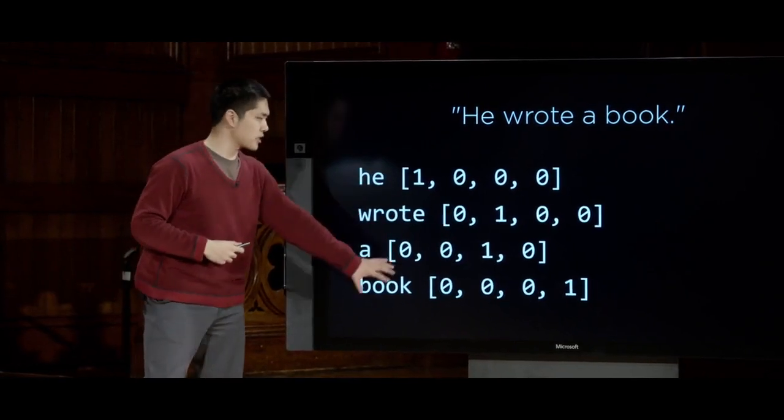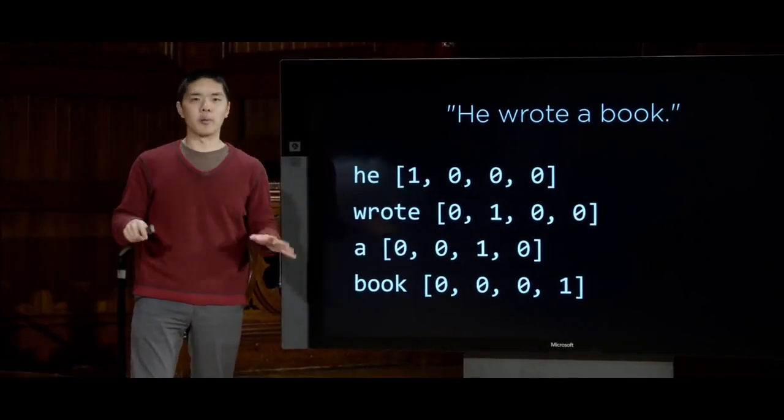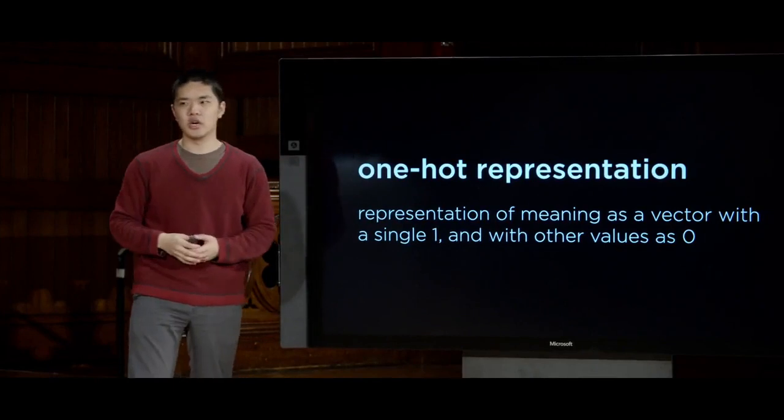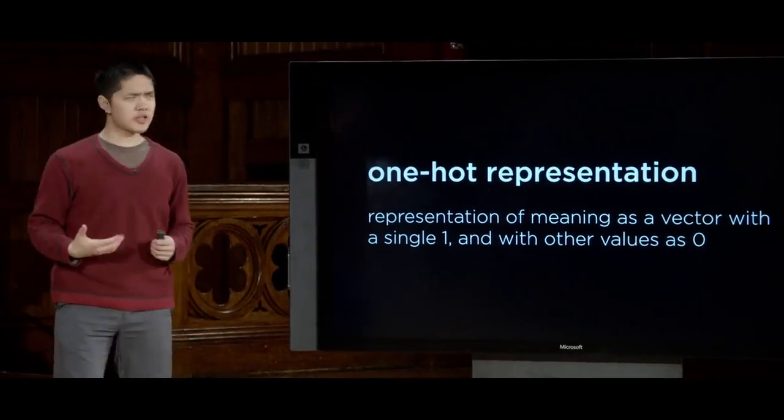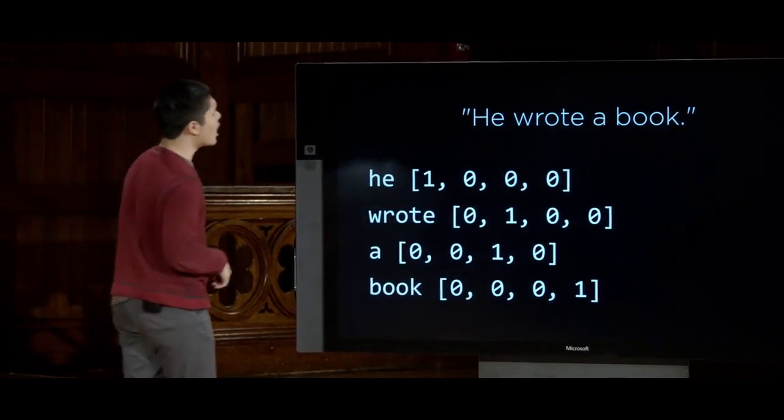And now I have representations of words that are different for a whole bunch of different words. This is this one-hot representation. So what are the drawbacks of this? Why is this not necessarily a great approach?